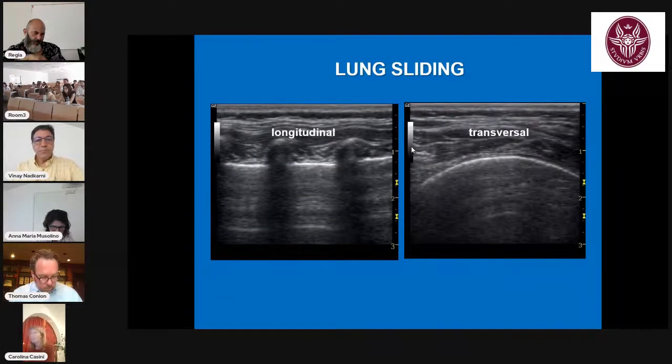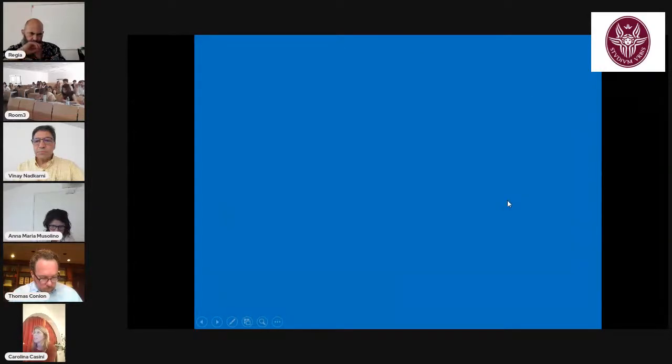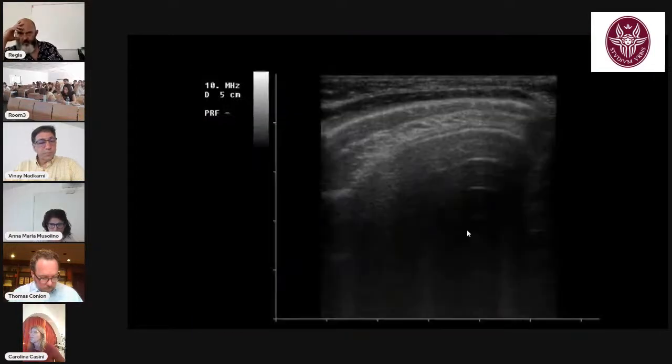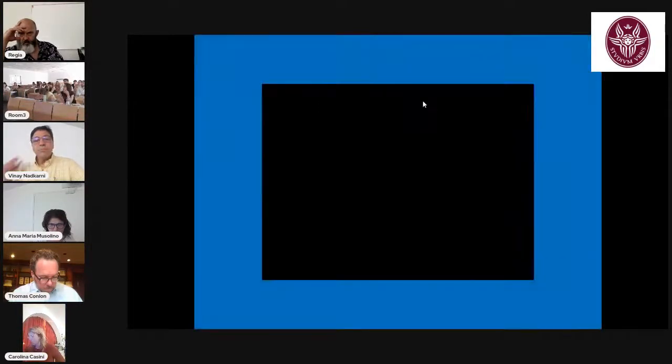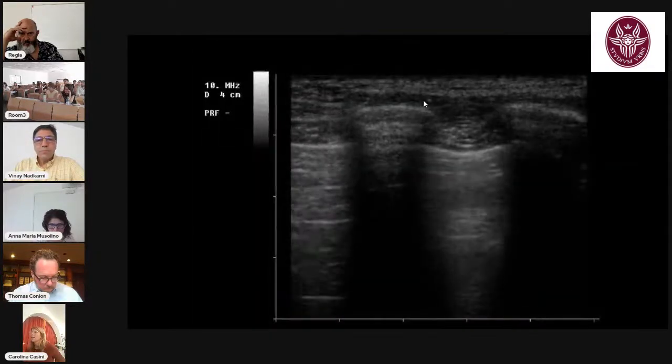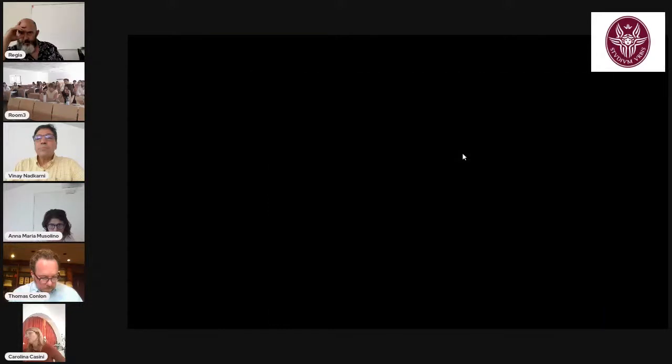Now, the normal pattern in ultrasound is lung sliding. We can see it in longitudinal and transversal projection. And we can see the lung sliding between the two pleural layers sliding one on the other. We can see it in this imaging, and this in the other section.